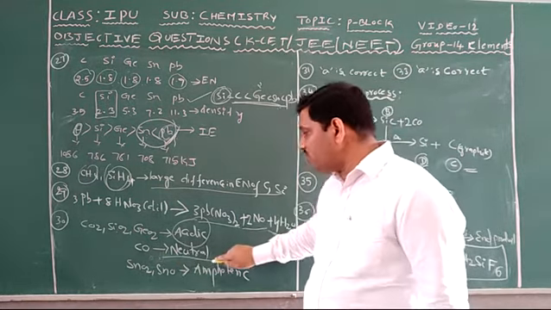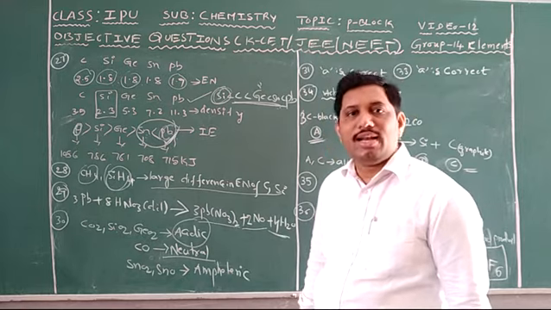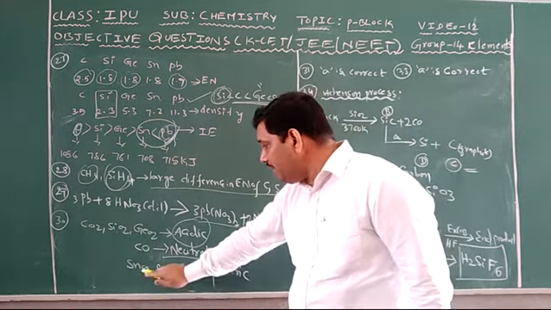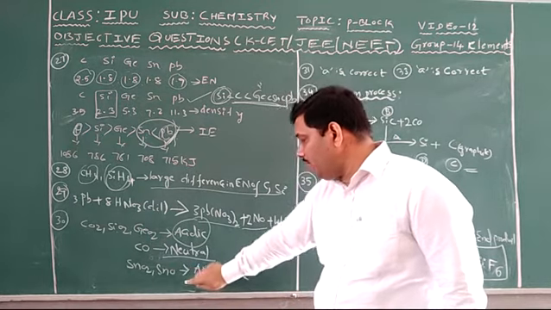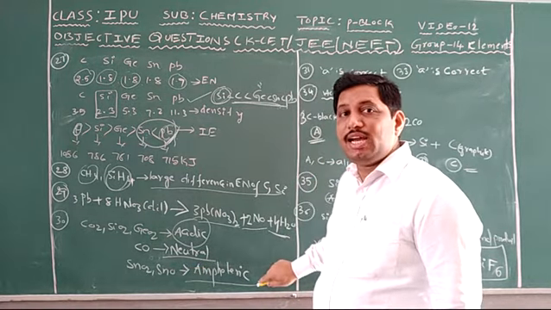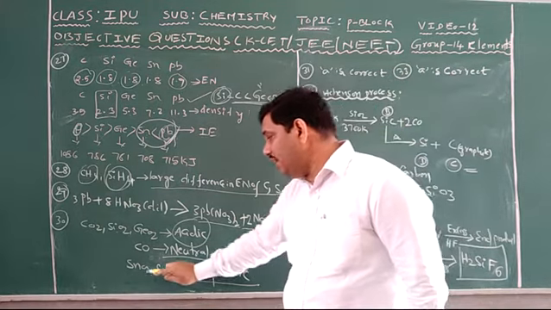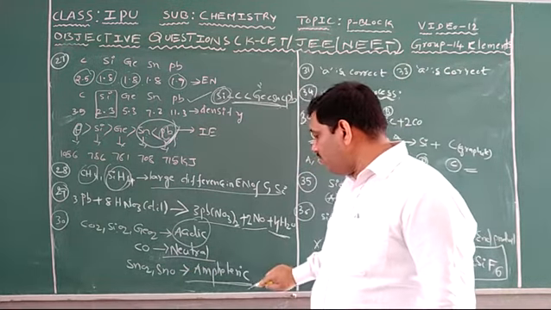Whereas carbon monoxide is a neutral oxide, which reacts neither with acids nor with bases. And tin dioxide and tin monoxide are amphoteric oxides. They can react with both acids and bases. Tin dioxide and tin monoxide are amphoteric oxides.